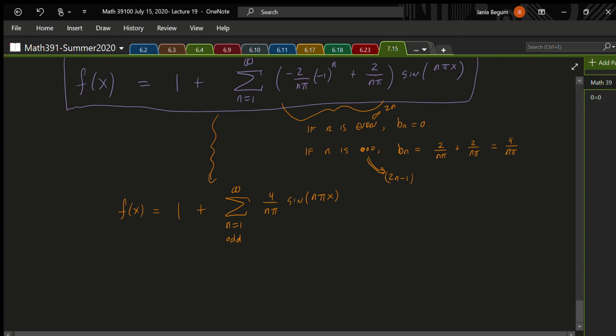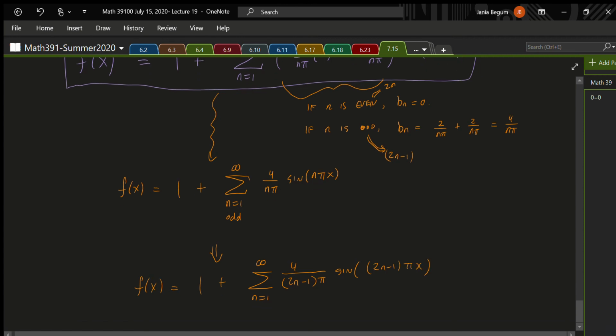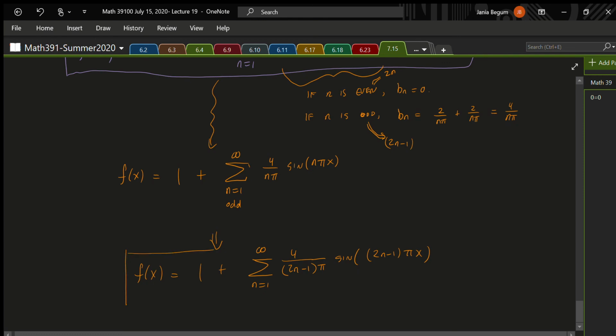So therefore, I can simplify this more. We will have f of x is equal to 1 plus the sum n equals 1 to infinity 4 over n. Well, n is odd, so we're going to use the odd rule: 2n minus 1 times pi times sine of 2n minus 1 pi x. And that would be your final answer. So any questions on this? So if something simplifies further, you should simplify it completely. Okay.